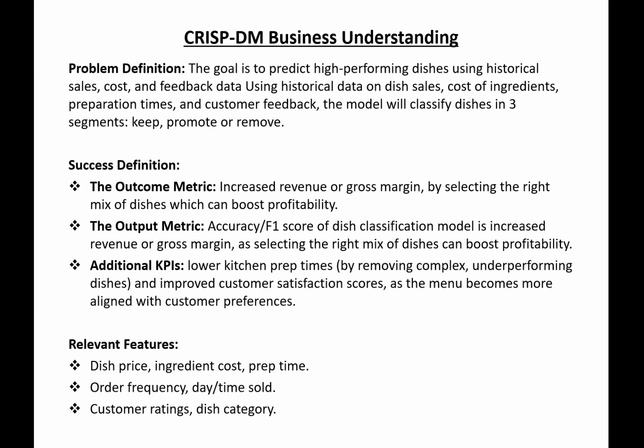Also, we have relevant features. So the dish price, the ingredient cost, and then the time it takes to prep the dishes. Also the order frequency, how many times something has been ordered, the day and the time, how much is being sold, which customers are rating which products, and what the classifications of the rating and the dishes are.